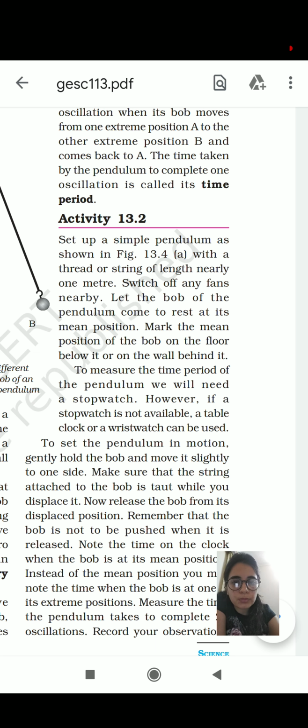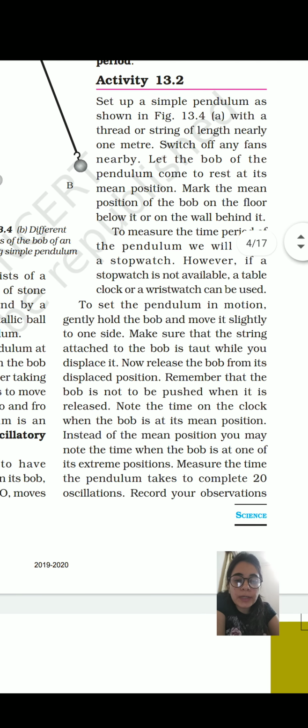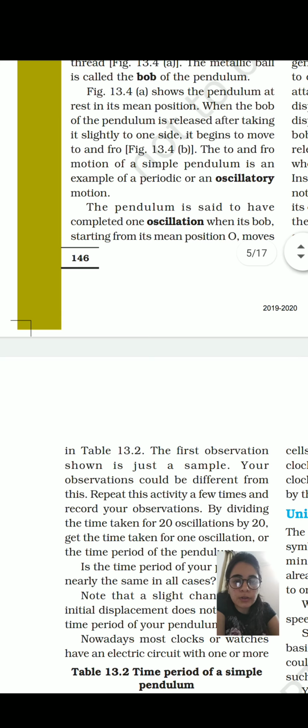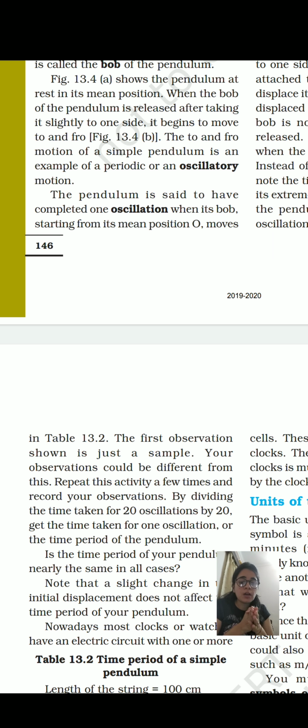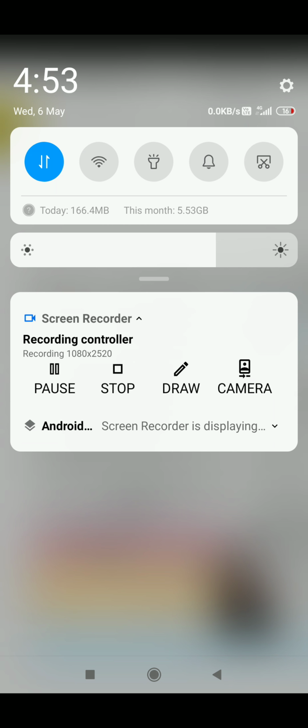To set the pendulum in motion, gently hold the bob and give it a slight push. Then it will start moving to and fro. Now release the bob from the displaced position. Remember, the bob is not to be pushed, it is just to be released. Measure the time taken by the pendulum to complete 20 oscillations. If you are measuring from O, then it will come back to O for 20 complete oscillations.